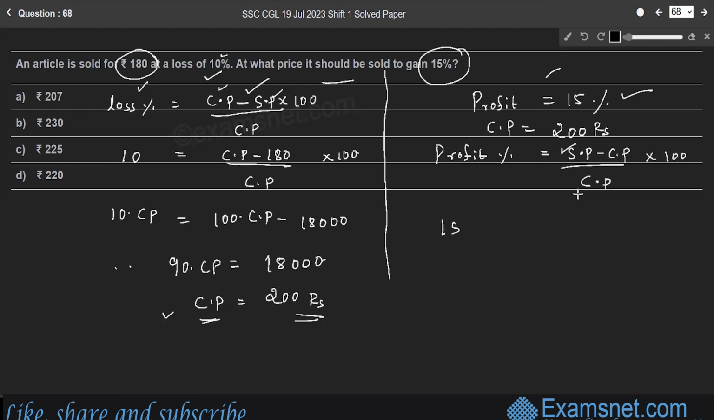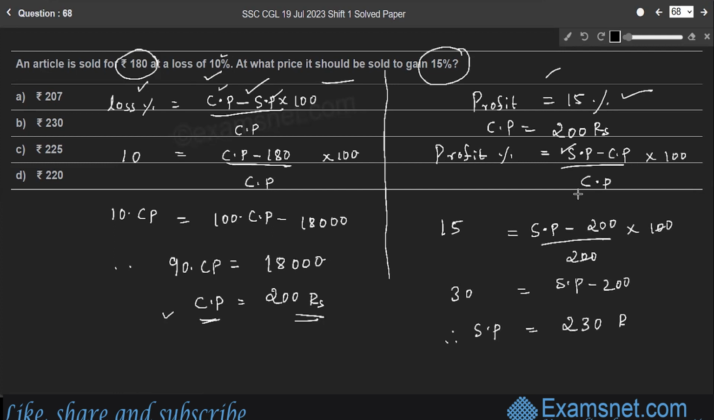Here profit percentage is 15%. Selling price we need to find, minus cost price, which is 200 rupees, over the cost price, into 100. Therefore, we can cancel two zeros. 15 into 2 becomes 30, which is equal to selling price minus 200. Therefore, selling price of the article is 230 rupees.